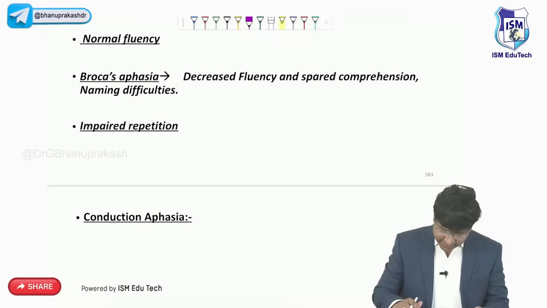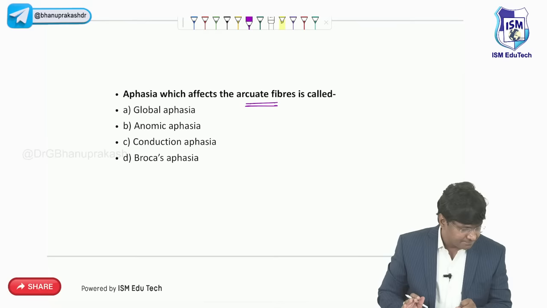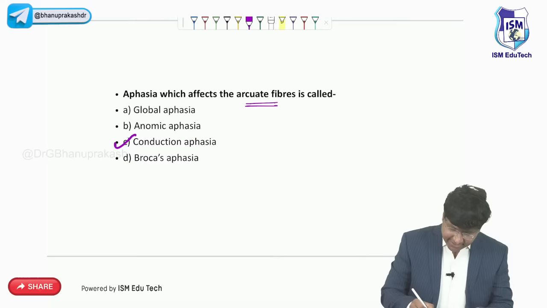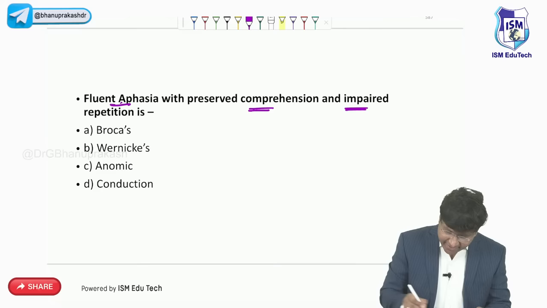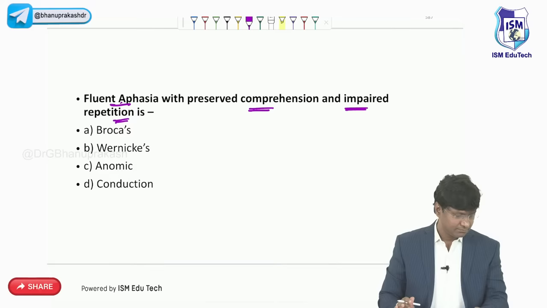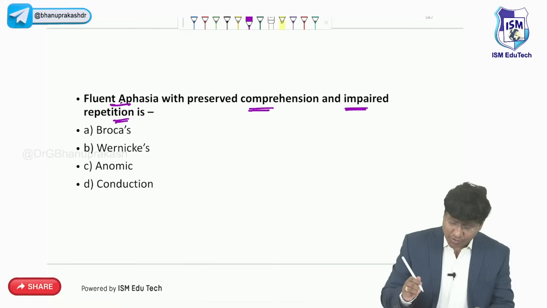Now, you see another question. Aphasia that affects the arcuate fibers is called. Right, that will be the conduction aphasia, where the arcuate fibers are being affected. Okay, next question. Fluent aphasia with preserved comprehension and impaired repetition is. Yes, anyone? Right. That will be your conduction aphasia.